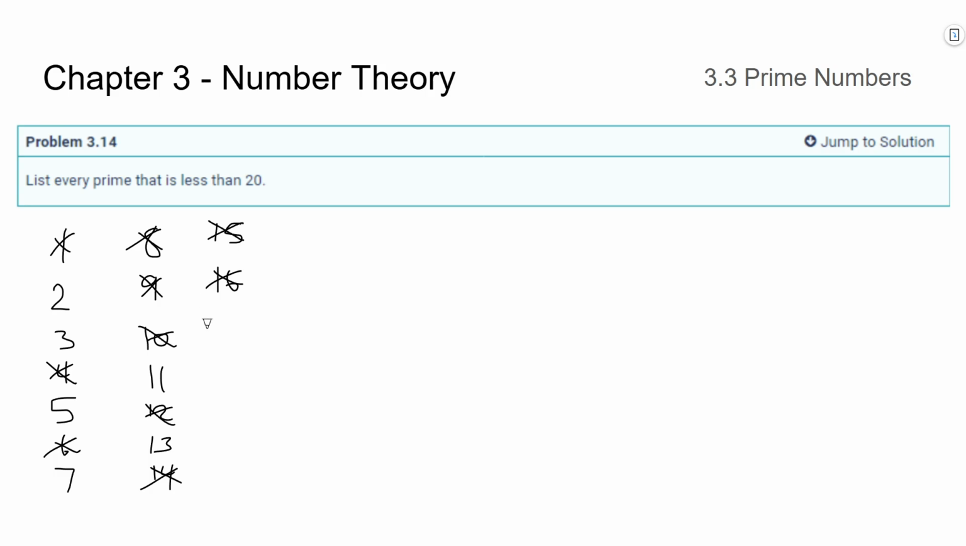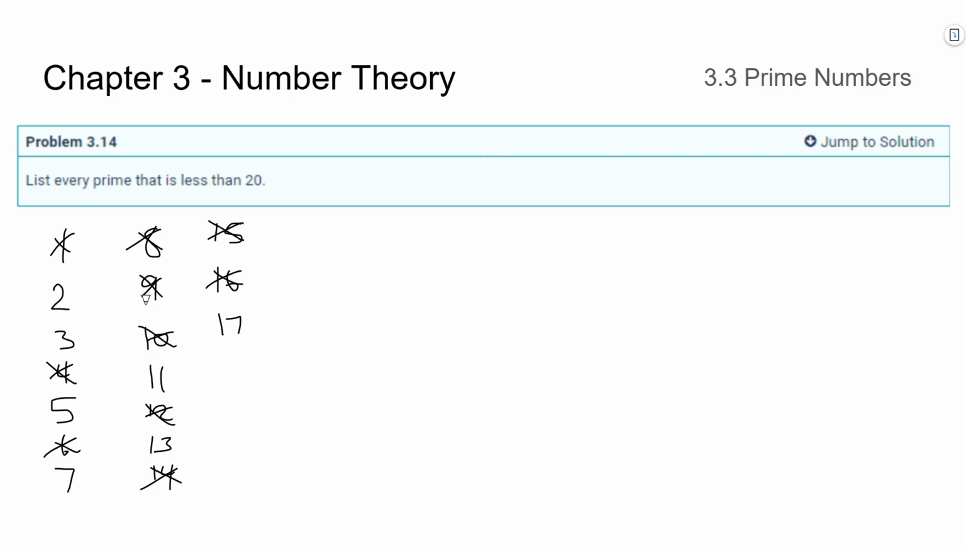16 is even. 17. Ooh, let's see. 17. So it's not divisible by 2. How about 3? 1 plus 7 is 8. And that's not a multiple of 3 or 9. So we can rule out those two. It can't be 4. It's not even. It's not 5. It's not 6. Not 7, because it would be 7, then 14, then 21. So it's not a multiple of 7.